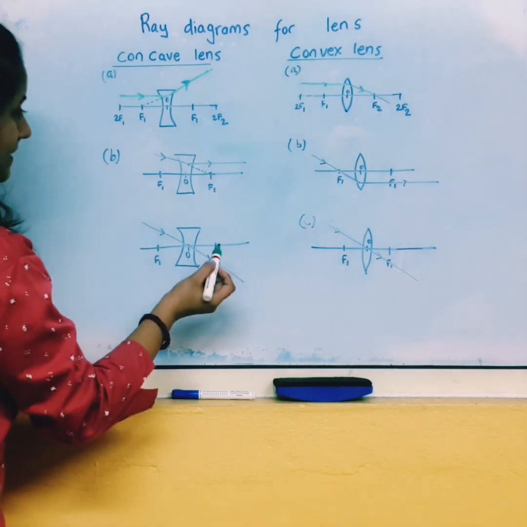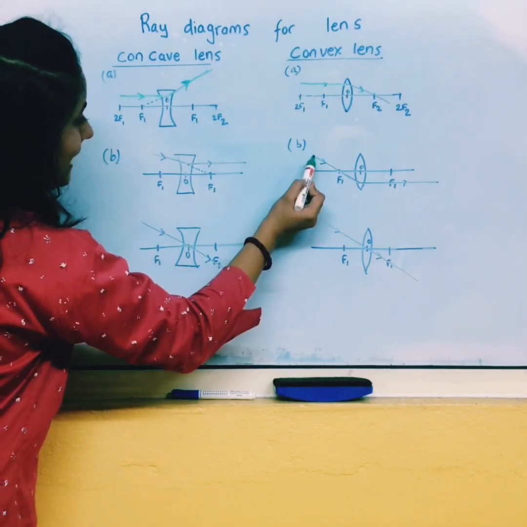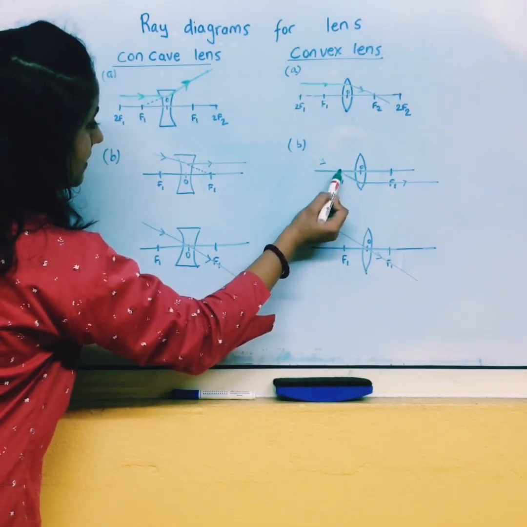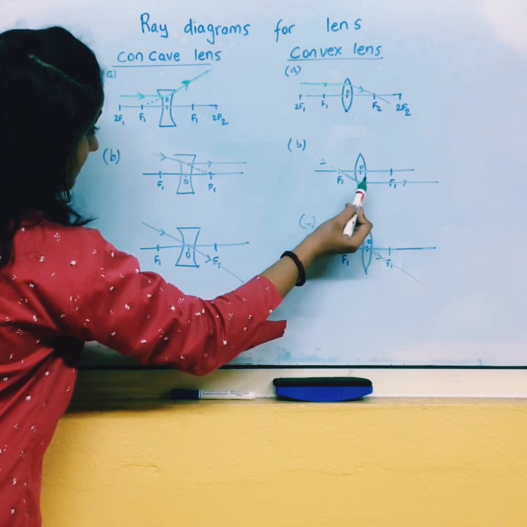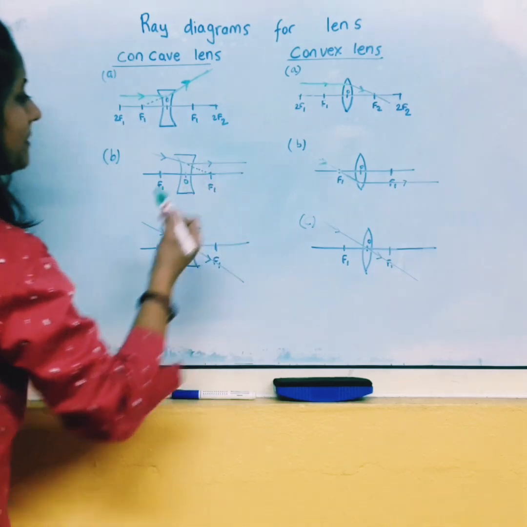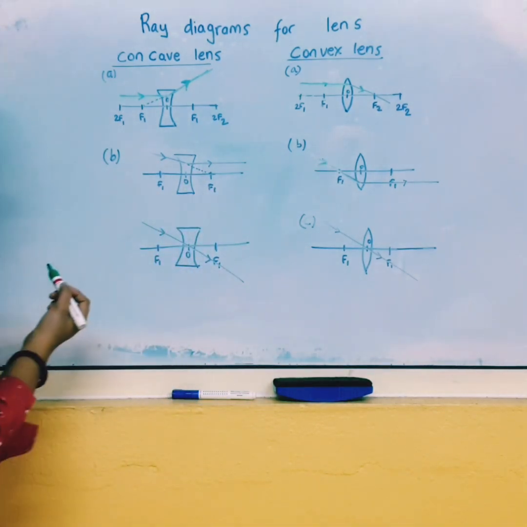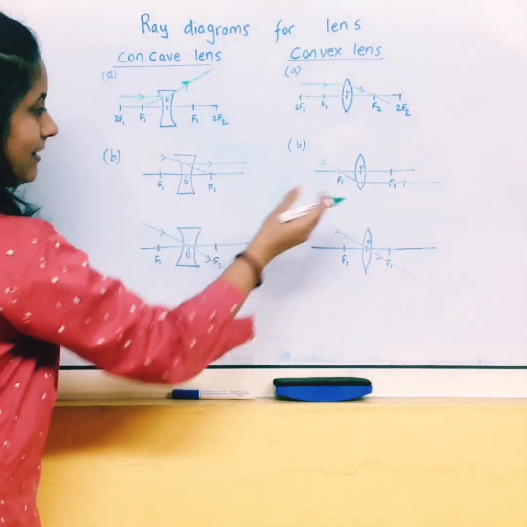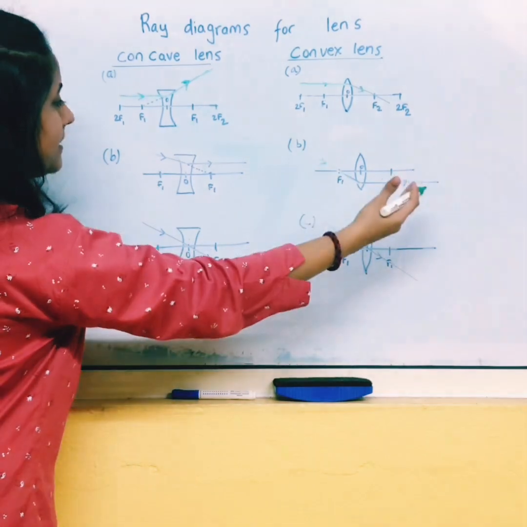Now the second case. In the second case, the ray of light passes through the principal focus. After refraction, it will pass parallel to the principal axis on the other side.